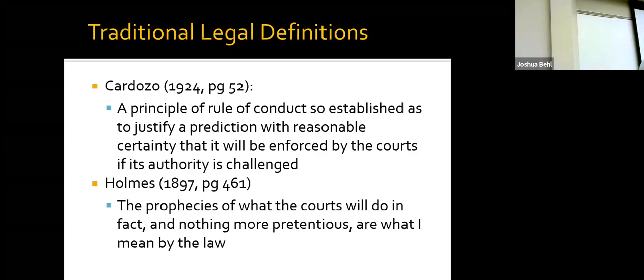So let's go on to a quote by Justice Holmes. This is the prophecies already, how exciting, in the biblical word. The prophecies of what the courts will do, in fact, and nothing more pretentious, are what I mean by the law. So basically, it's not what the courts might reasonably enforce. It's all I mean by the law is what the courts do. That is all law is, nothing else is law. What do we think about that?